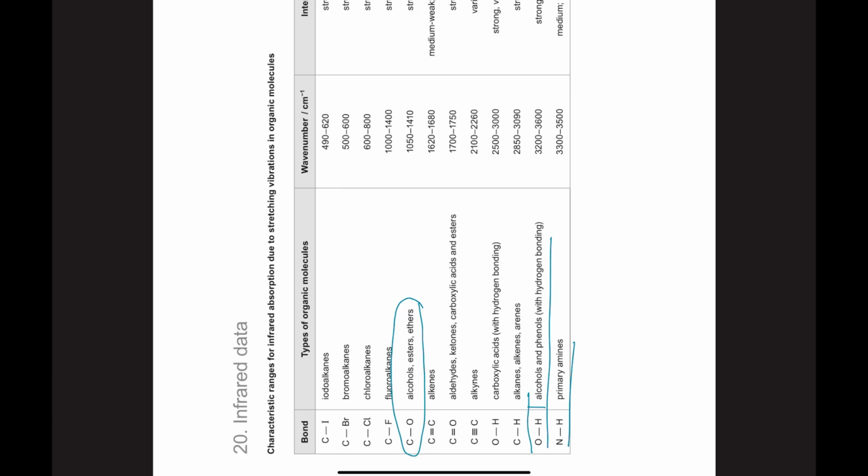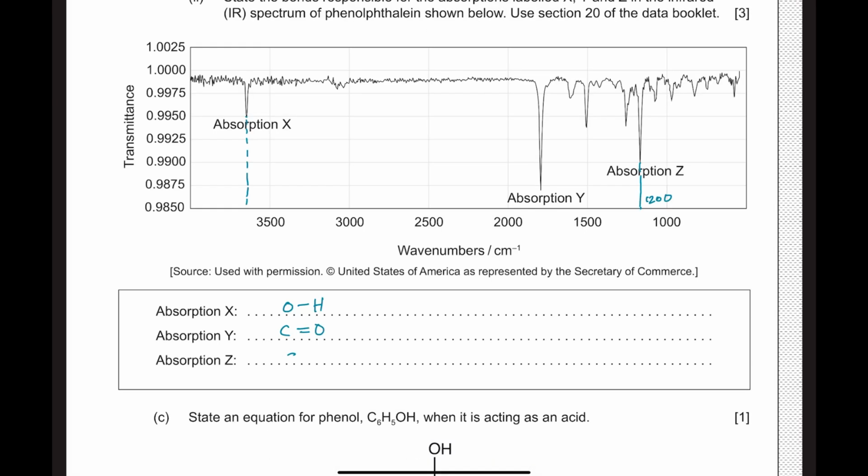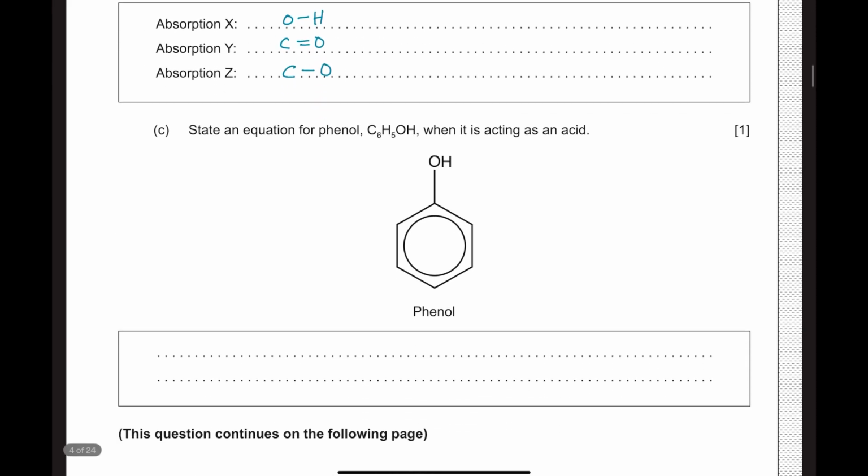Okay, so yeah, these three absorption bands occur because of these three groups.